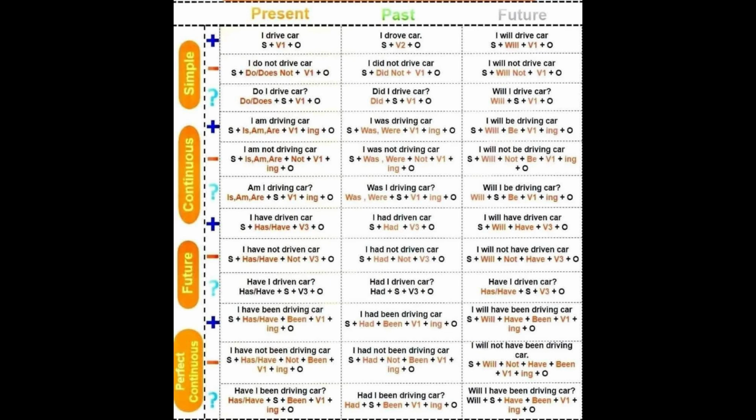In the past perfect, we use had plus verb 3. Example, I had driven a car. For negatives, I had not driven a car. And for questions, had I driven a car?